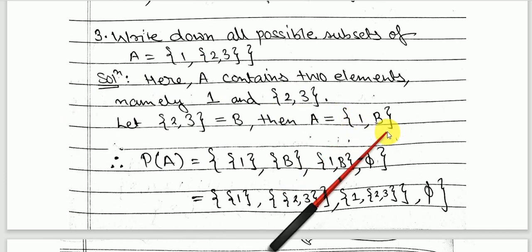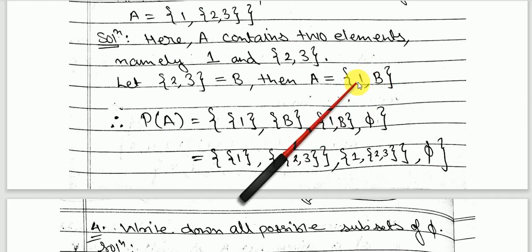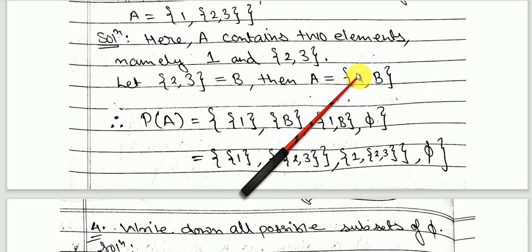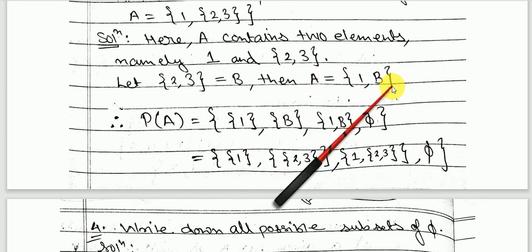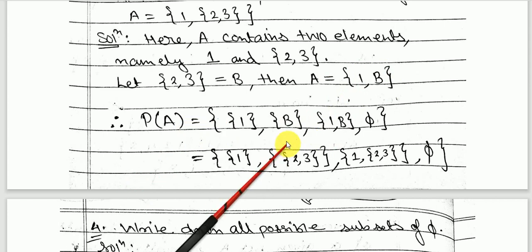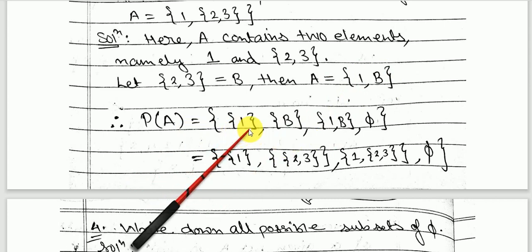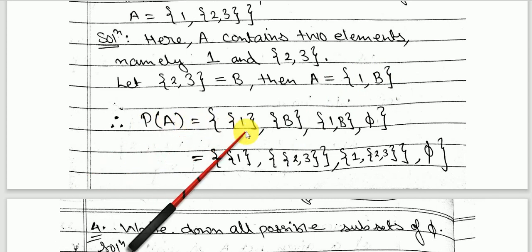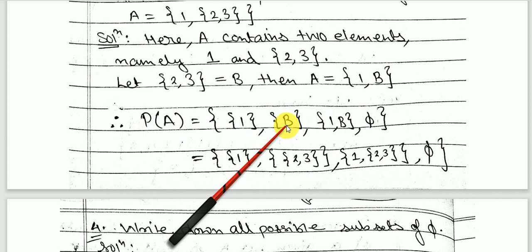Now we have to write down the subsets of this set A. So the subsets of this set will be phi and itself, and there will be one singleton with 1, one singleton with B, and that is all. So the collection of subsets, or you can say the power set, will be this. Okay, and in the next step you just replace B by this. So these are all the possible subsets of set A.